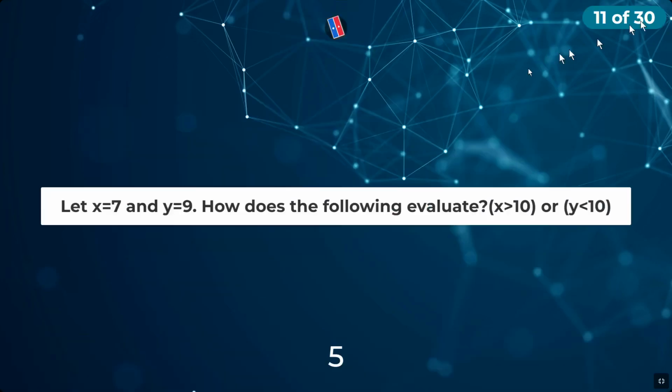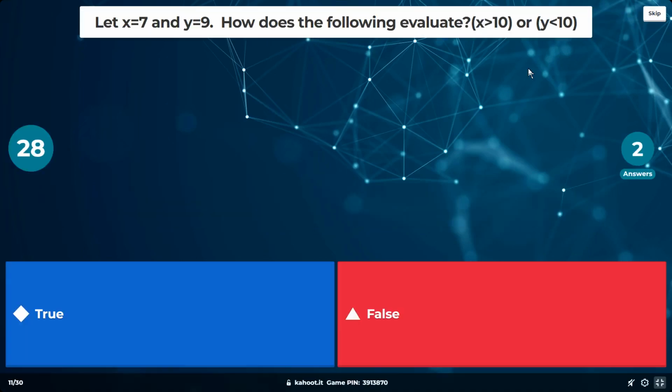Let's do another one for this. In this one, we're mixing it up a little bit. Now we have x is equal to 7 and y is equal to 9. How does the following evaluate? X is greater than 10 or y is less than 10.